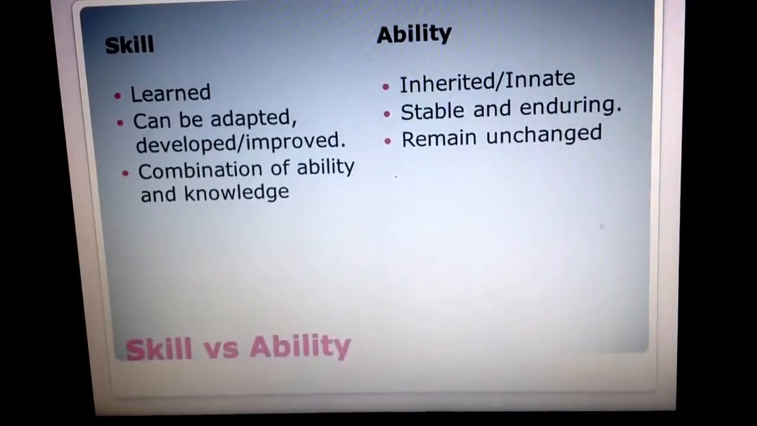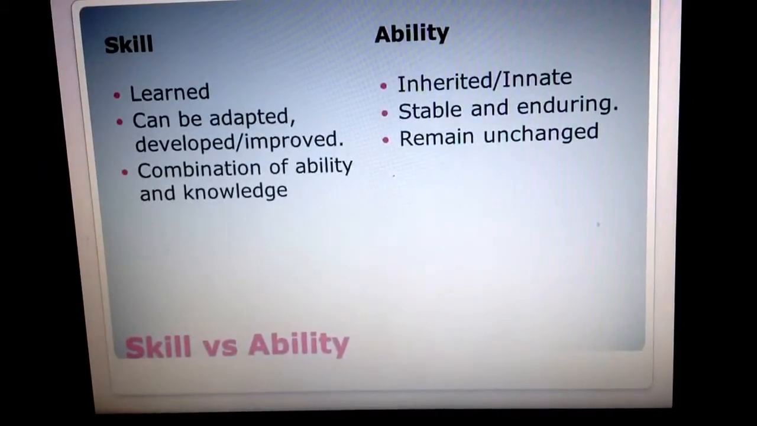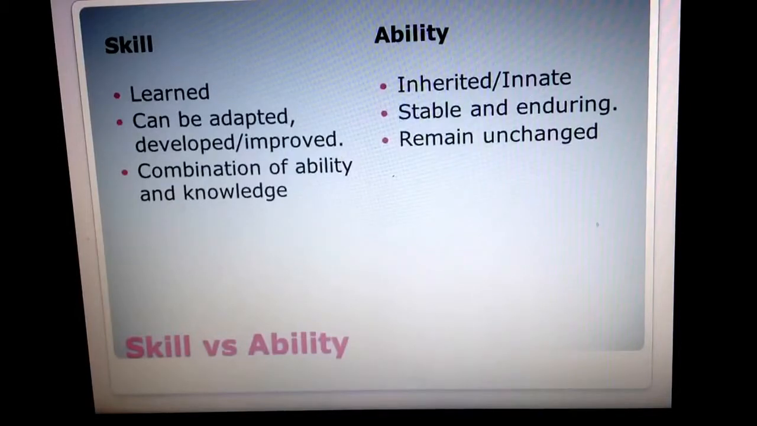So overall then, a final comparison of the two. Skill is learned, whereas ability is innate or natural and is inherited. Skills can be adapted, developed and improved, while the abilities that you inherit tend to be stable and enduring. They stay with you for a long time and don't tend to develop anymore. You just naturally have them.